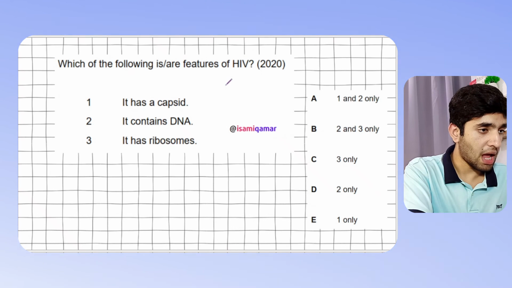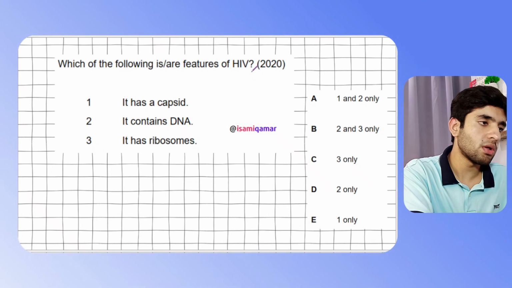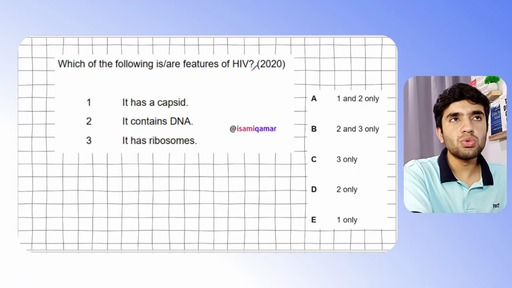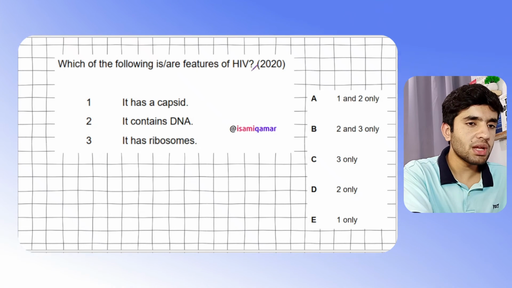So now we have got the last question: which of the following is a feature of HIV? As a cell biologist you must study viruses and the cycles of HIV. That's very interesting and very good.